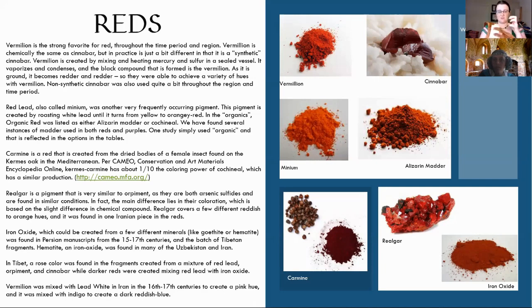And those are going to be their deep, earthy brown reds. Tibet also had a rose color that was found with a mixture of red lead and orpiment and cinnabar, and then darker reds were red lead and iron oxide. But let me get to all the mixes, because there's a ton of mixes.